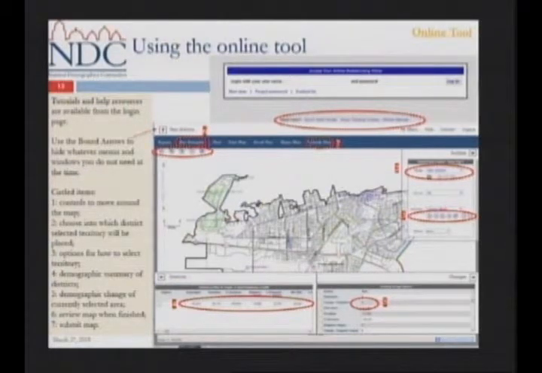Coming down here on number 3, these are tools for picking census blocks. My favorite tool is the zigzag one, because you can click as you're dragging the mouse through the map.